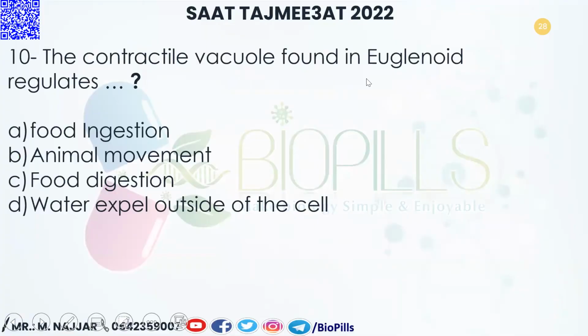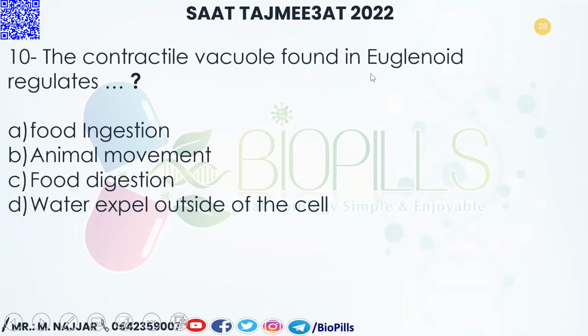Question number 10. The contractile vacuole found in euglenoid regulates A. Food ingestion, B. Animal movement, C. Food digestion, D. Water expel outside of the cell. Think about it. What is the contractile vacuole? What is the function of the contractile vacuole?